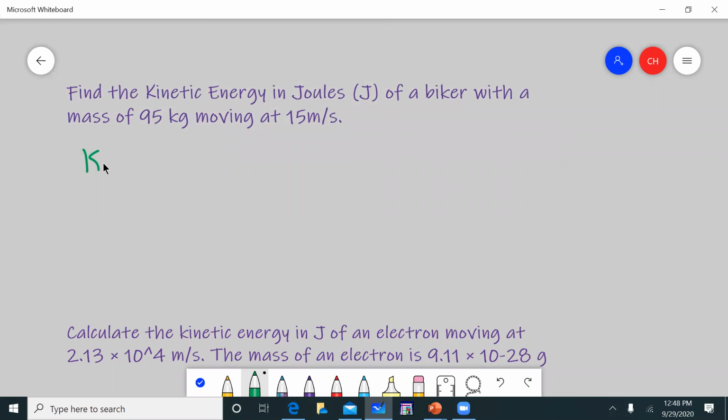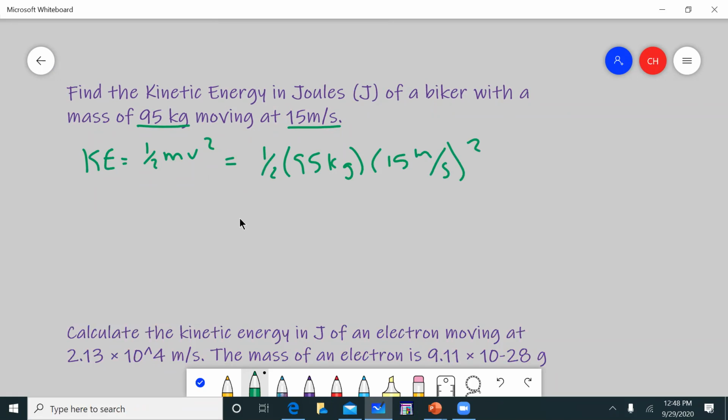So kinetic energy, we know from that equation, is equal to 1/2 mv squared. We need a value for mass, which we have here, and we need a value for velocity, which we have here. Fortunately, these are both in the units that we like: kilograms and meters per second. So all we really need to do is plug it in. My mass is 95 kilograms. My velocity is 15 meters per second, and I am going to square that.